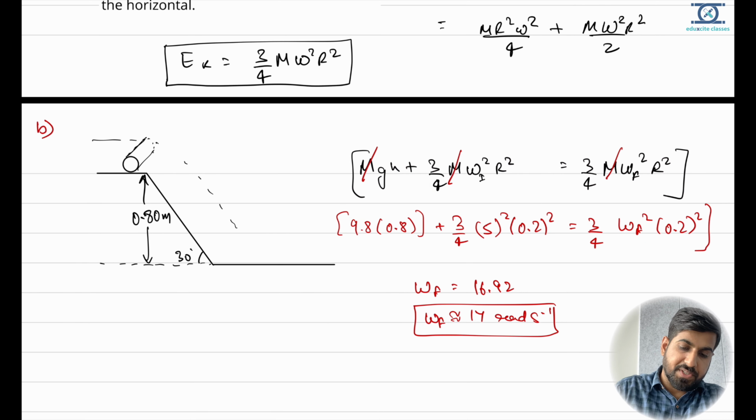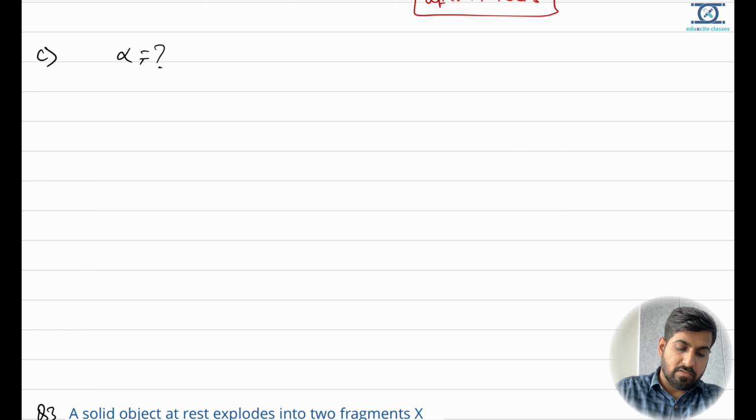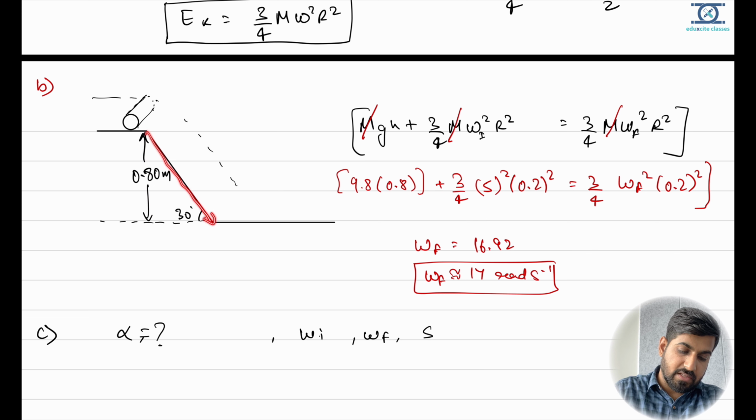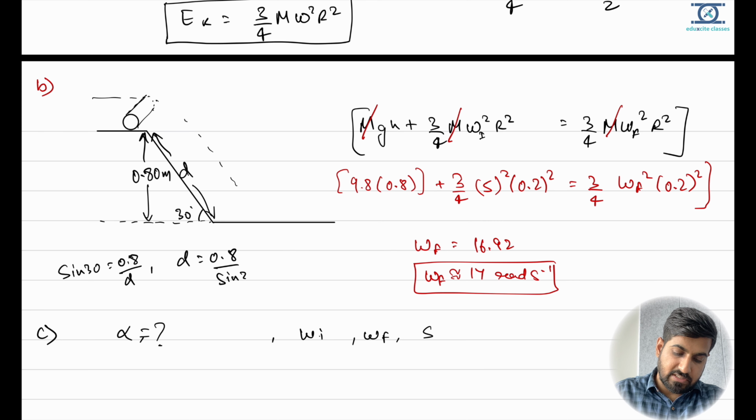Now for C, we have to find out the angular acceleration. So angular acceleration we have to find out. So we have omega i, we have omega f, we have s. S is the displacement. Now displacement is not the vertical displacement, displacement is this one. Now using trigonometry, this is theta, so sine 30 is 0.8 upon the distance d, that is what it has covered. So d is 0.8 upon sine 30.